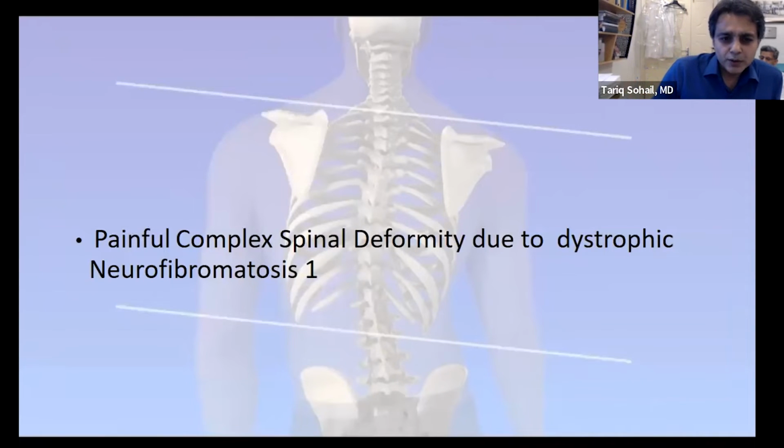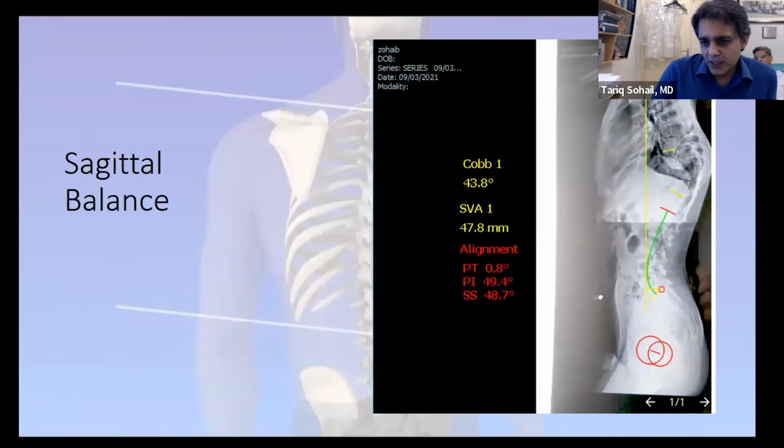So our diagnosis was a painful complex spinal deformity due to dystrophic neurofibromatosis 1. If we look at the sagittal balance, the SVA was pretty much in the acceptable range, and the other pelvic parameters were not.